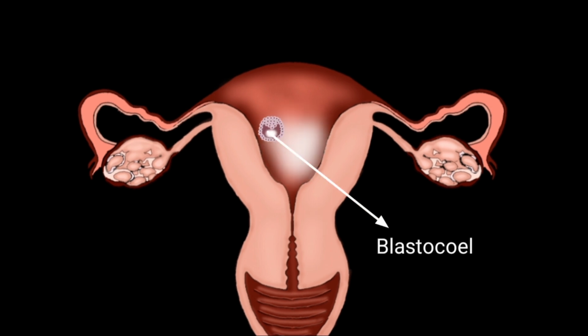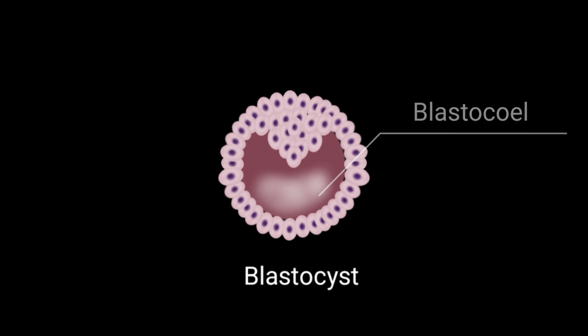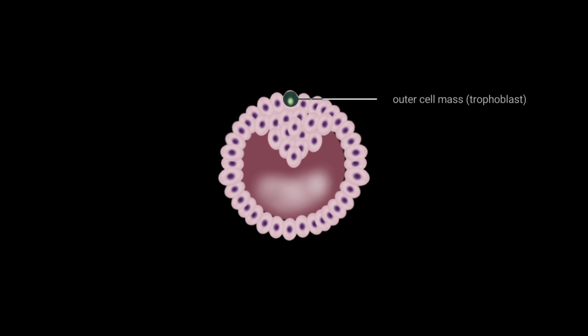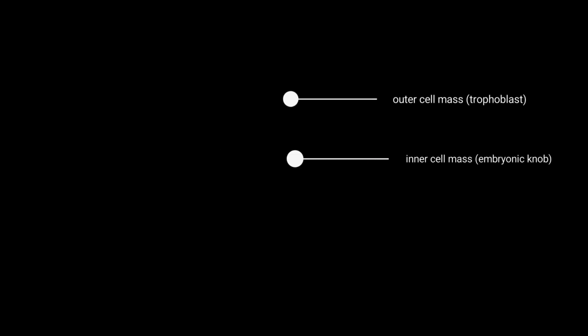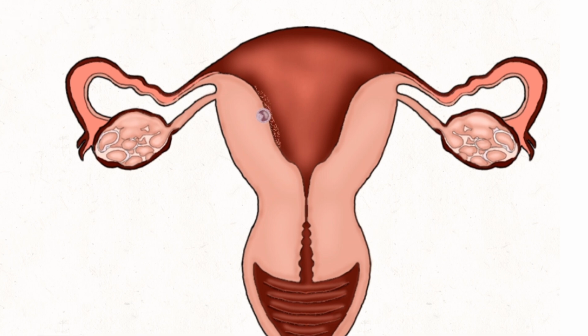At the 64 to 128 cell stage, the zona pellucida ruptures, and this stage is now called blastocyst. Blastocyst gives rise to the outer cell mass called trophoblast and the inner cell mass called embryoblast. This trophoblast starts to penetrate the endometrium and gets implanted. Now let's begin the topic of this video, that is, stages of placenta formation.